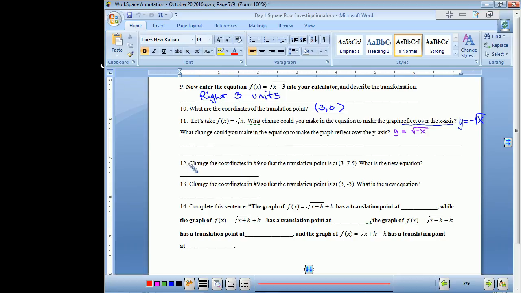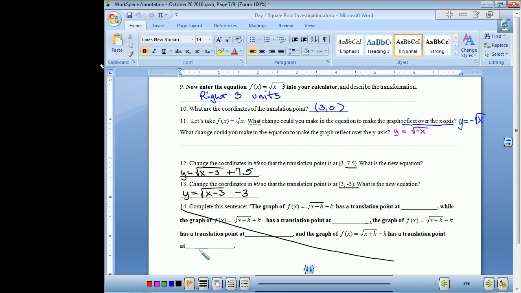Now, 12 and 13 are taking us back up to number 9. So number 9 was just shifted right 3 units. How do we make it go up to this point? Add 7.5. Yep, that's all we do. Add 7.5. How do we shift it down to that point? Add -3. Yep, -3 to the end.